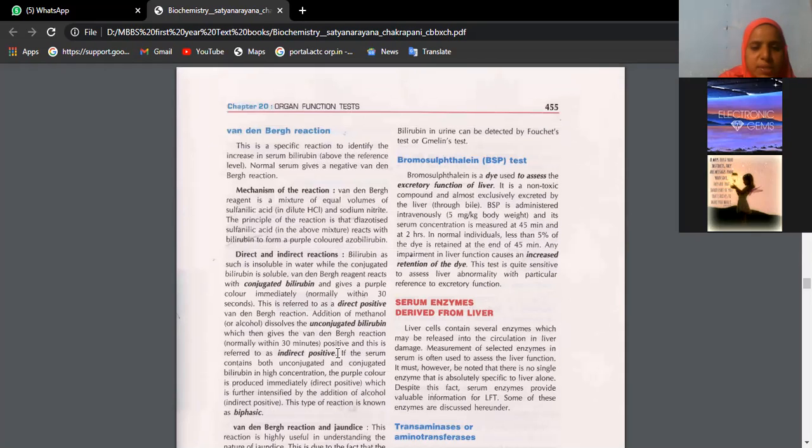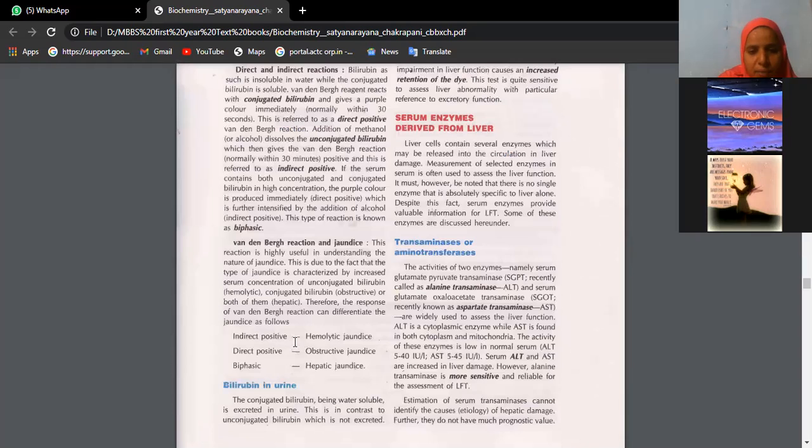When you put in the Van den Bergh's reagent, in case of hemolytic jaundice you will not see purple color. If you add alcohol, then only purple color appears. So that is indirect positive. Take the test tube, put the patient's serum and directly put Van den Bergh's reagent. No purple color. Then you are checking for conjugated bilirubin. If it is available, then only you will get that violet color directly. But here you are not getting it. That means you have to add alcohol. After that, the purple color comes. So you call this indirect positive.